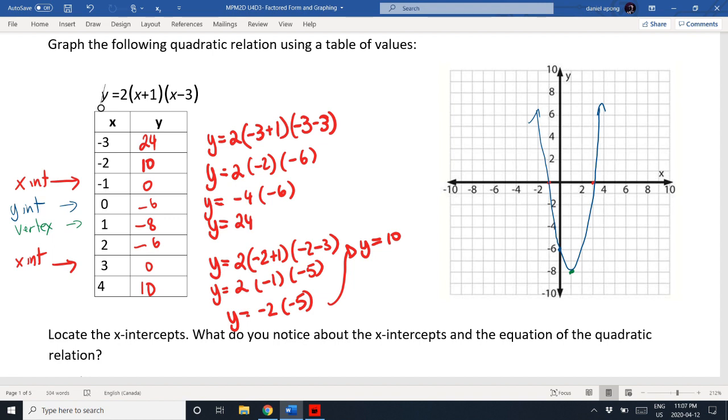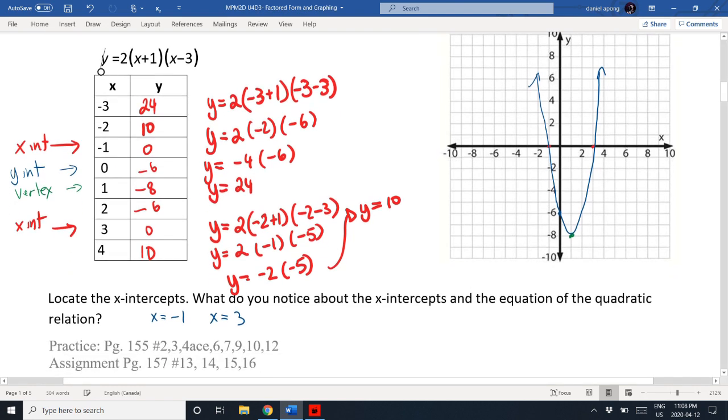So the first thing we want to do is look at the x-intercepts. We have x is equal to -1. And we have x is equal to 3. Those are intercepts. You notice any similarities between this and the original equation? -1 and 3. Let's see how these work.